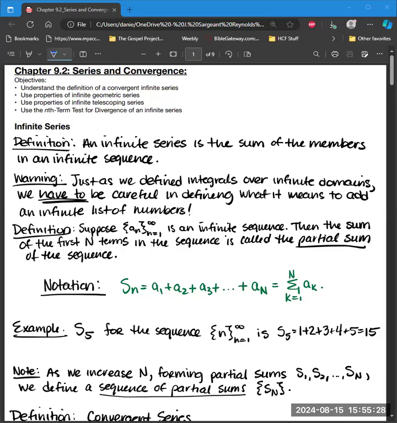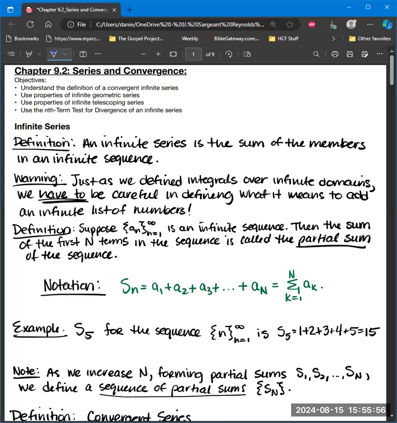In this video, we're going to talk about 9.2, series and convergence. So our objectives are to understand the definition of a convergent infinite series. Then we're going to use the properties of infinite geometric series. This is one of the types of series that we can not only tell you if it converges, but what it converges to. The other type that we can do that with is to use properties of infinite telescoping series.